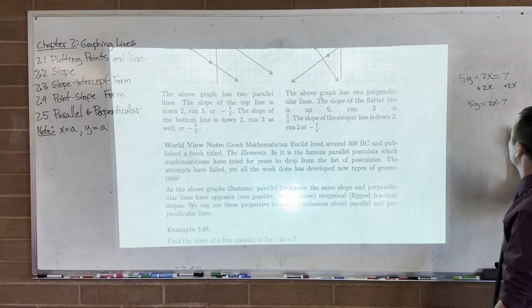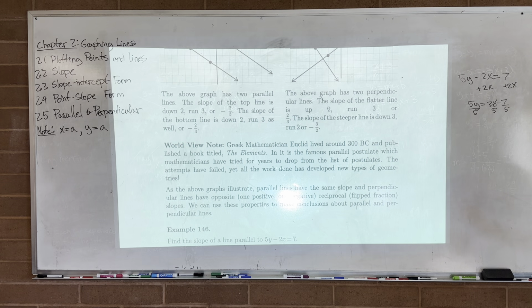Now what? Now you're going to divide by 5. Divide everything by 5. Okay. 5 over 5 is? 1 times y is? Y. Y is equal to 2/5 x plus 7/5. What's the slope? 2/5. The slope is 2/5.